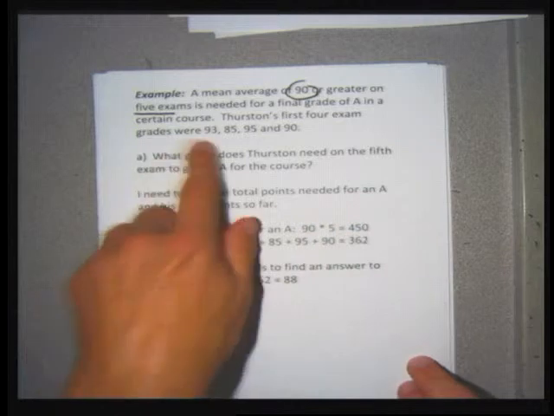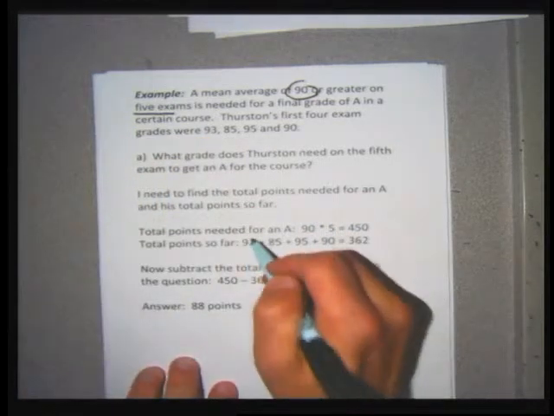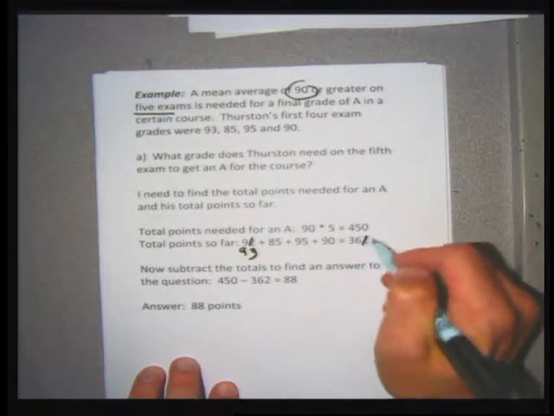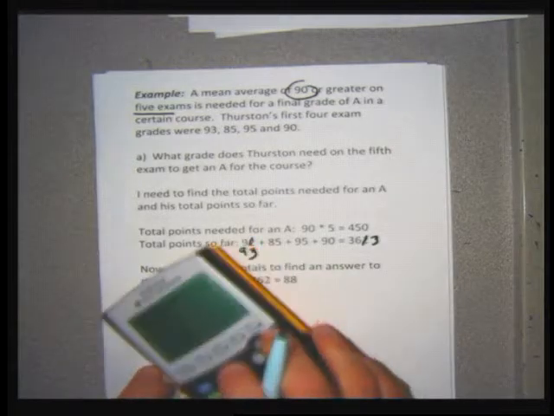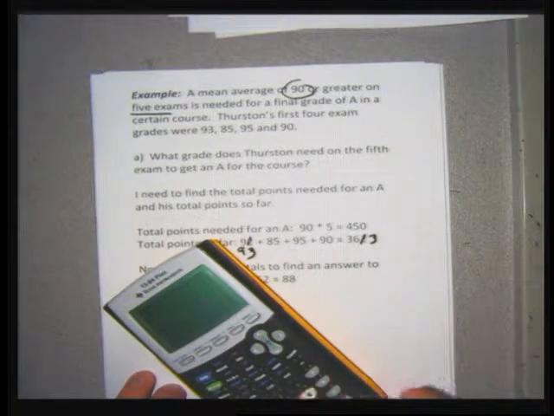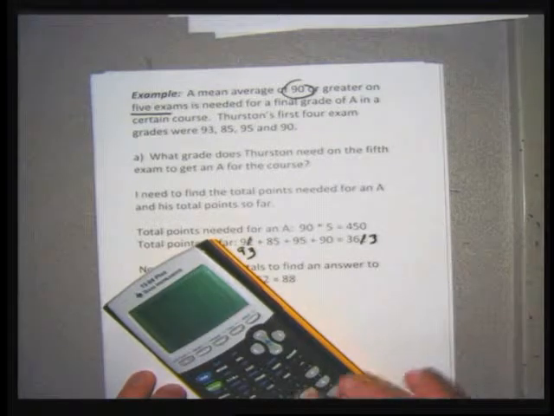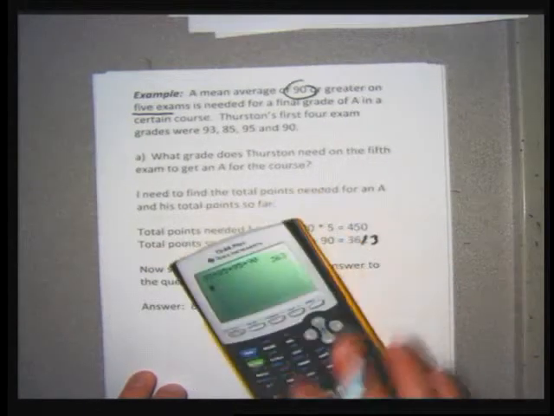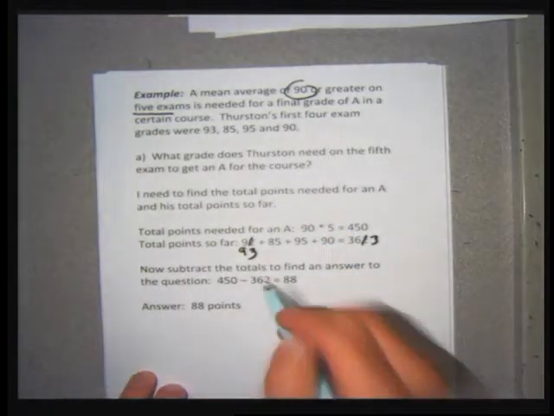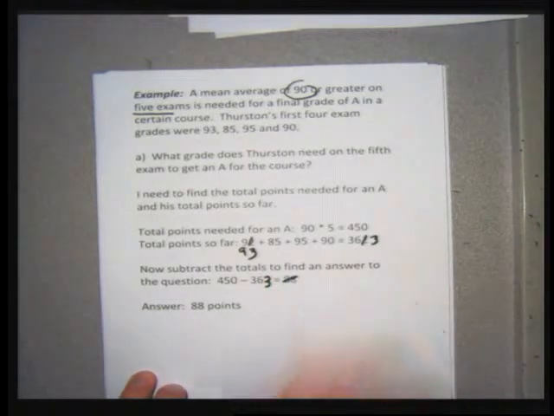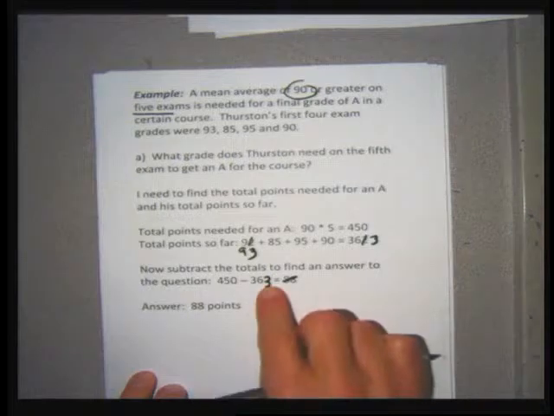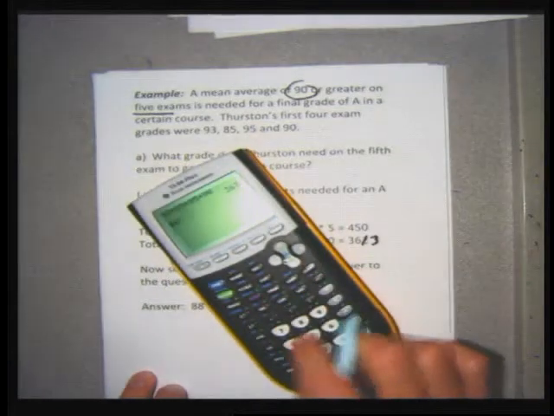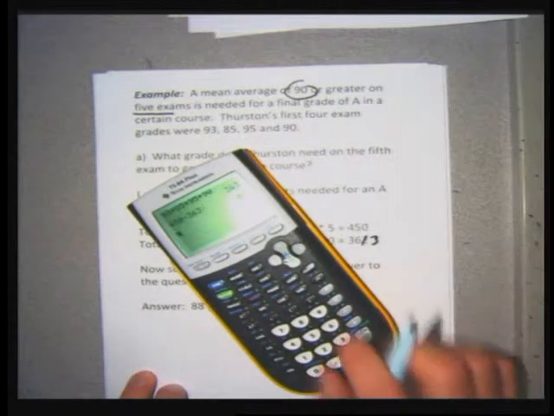Now I add up Thurston's scores that he has so far, which are 93, 85, 95, and 90. And that must be 363. Let me check that here, to make sure I haven't fudged that completely. So 93 plus 85 plus 95 plus 90. Yeah, Thurston has 363 points so far, and he needs 450. The difference between the total number of points Thurston already has and the total needed for an A is the total he's going to need to score on the last test. So 450 minus 363 gives me 87.